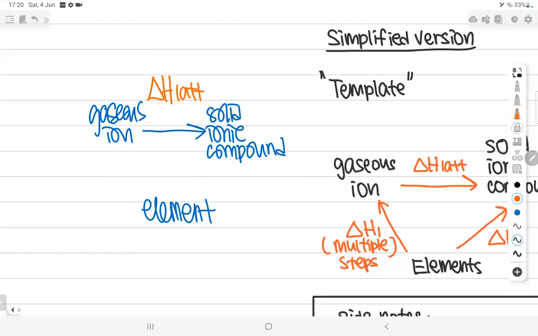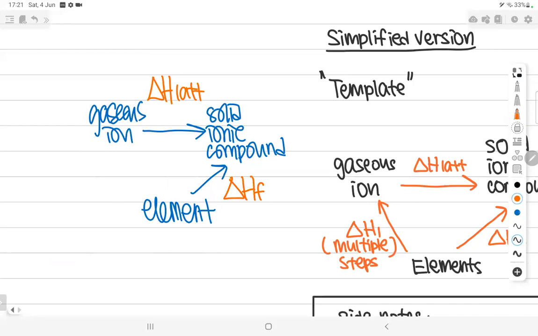Next one. From element to solid ionic compound, what is it? Always remember, element means raw material. Raw material becomes a compound, not a compound becoming raw material. The direction of the arrow is important. This is something we learned in AS. When you are given elements and you join the elements to become something else, this is called enthalpy of formation. Elements joined together to form a compound is called formation.